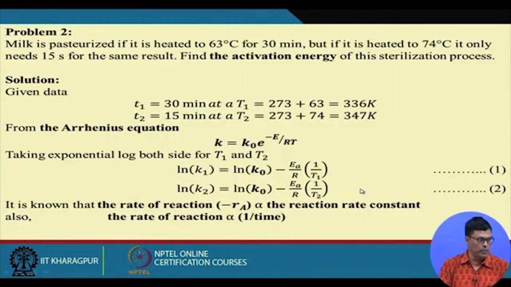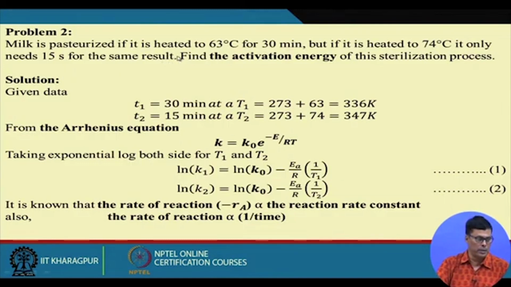Now the second problem is very interesting. Milk is pasteurized if it is heated to 63 degrees centigrade for 30 minutes. We know pasteurization. What is pasteurization? Pasteurization is a process through which we can remove the pathogenic organisms. But if it is heated to 74 degrees centigrade, it only needs 15 seconds for the same results. You know that there is a technique called the HTST technique.